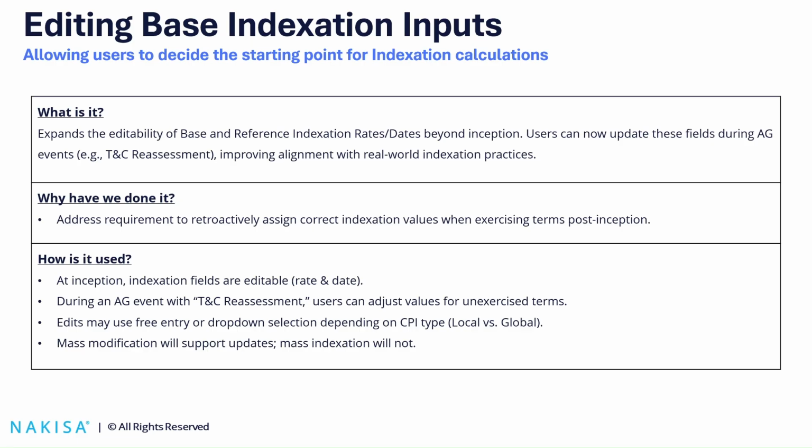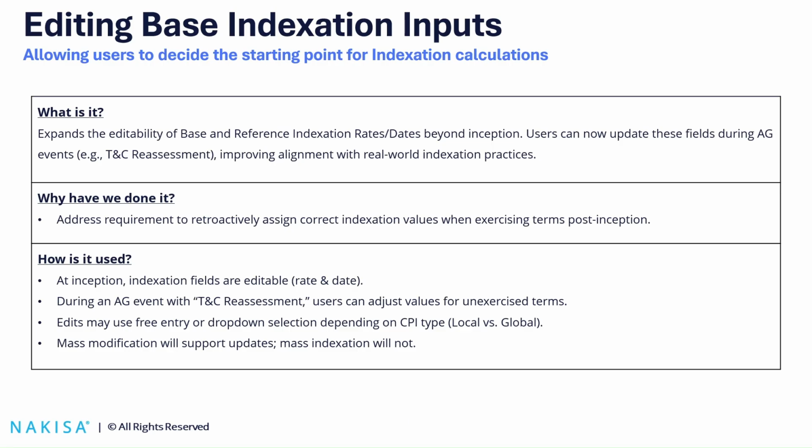The first topic we'll cover is editing base indexation input. This enhancement is allowing users to decide the starting point for indexation calculations. We have provided this by giving you the editability of base and reference indexation rates and date beyond the inception. So now users can update these fields during an activation group event, for example, terms and conditions reassessment, which improves alignment with your real-world indexation practices.